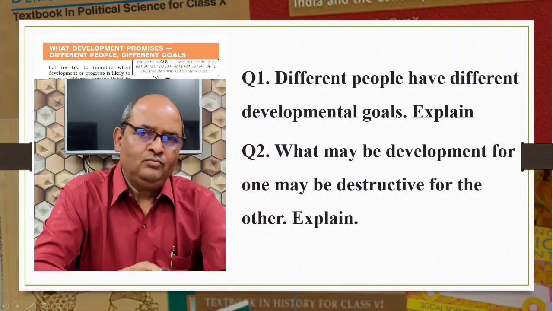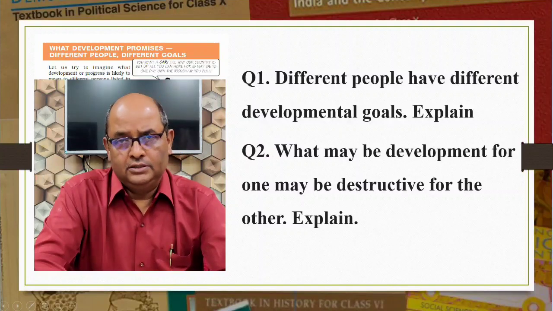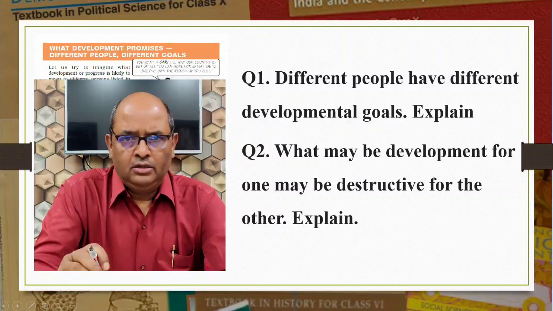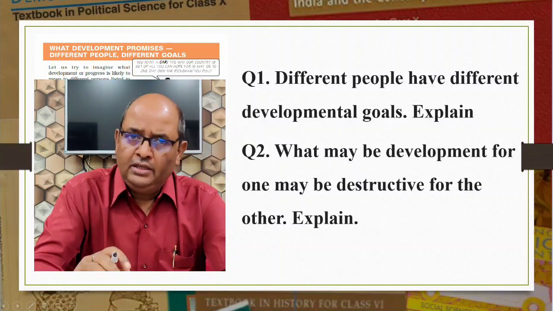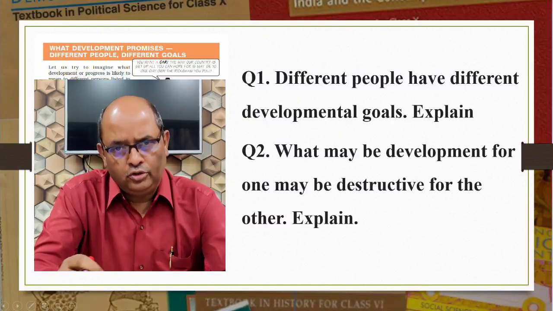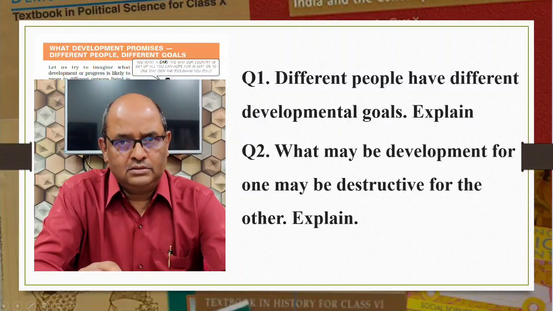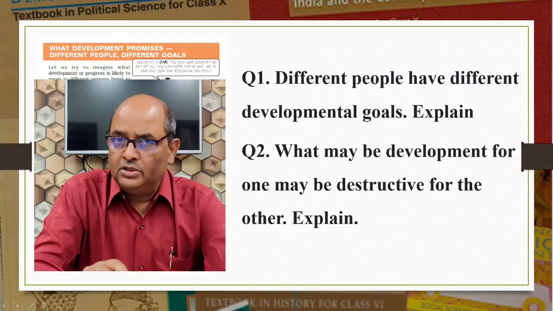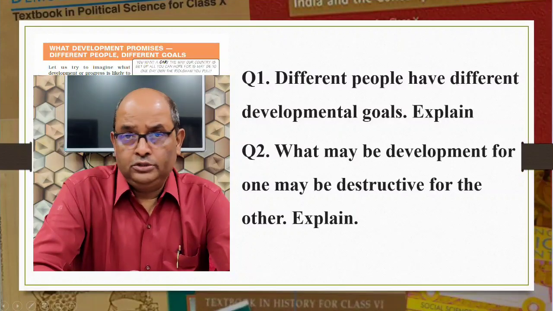Next question. What may be development for one may not be development for the other. Explain. Write this statement: it may even be destructive for the other. Quote the example given in your book. Construction of a dam may be good for an industrialist as he will get electricity, but not for those whose land will be submerged and who will be displaced. Or quote your own example that you see around in your city.